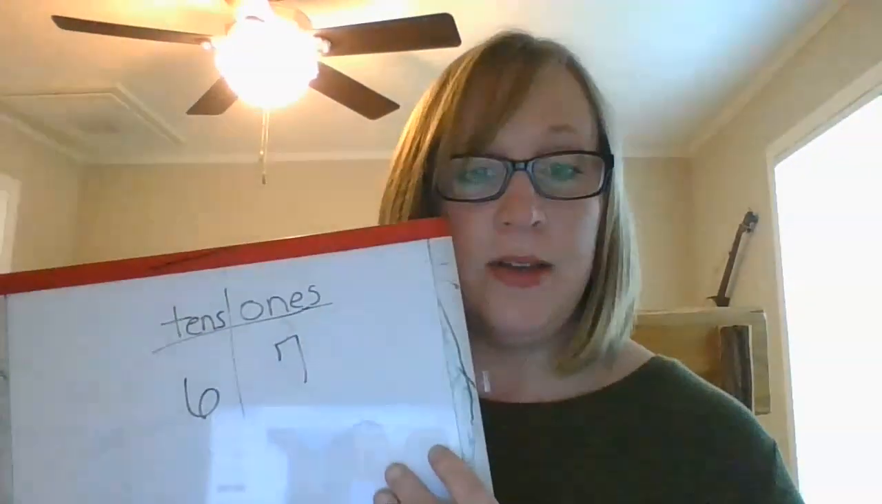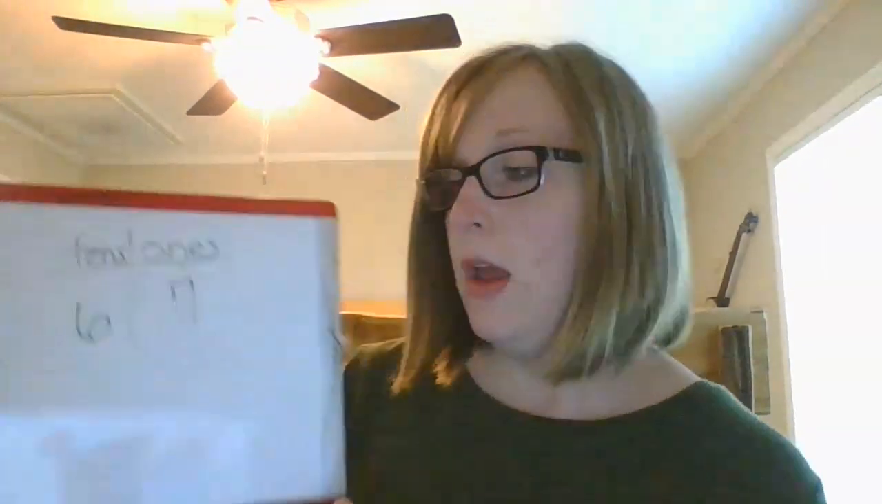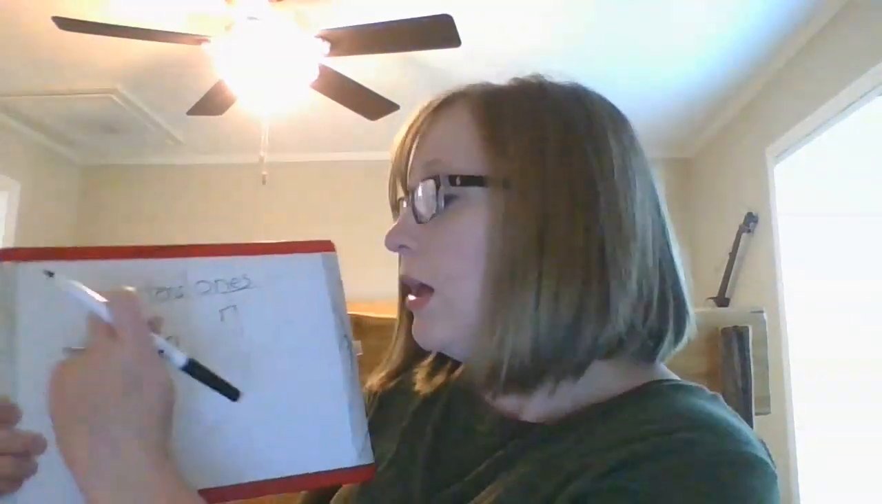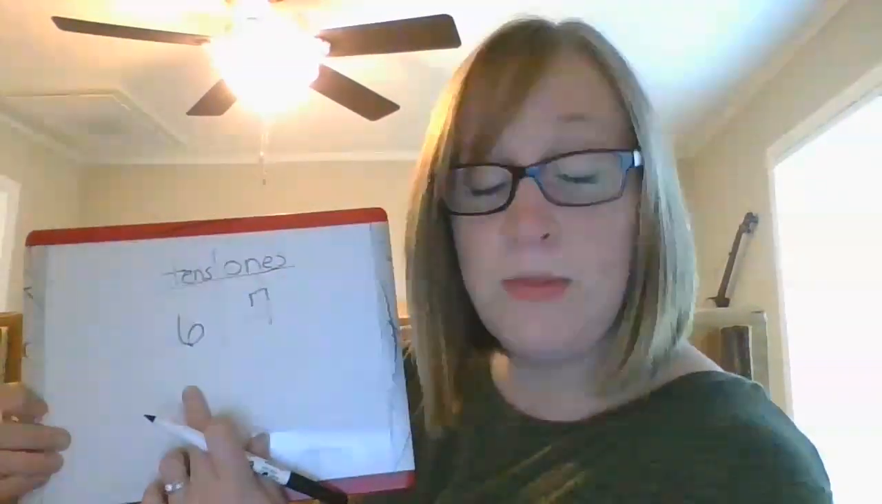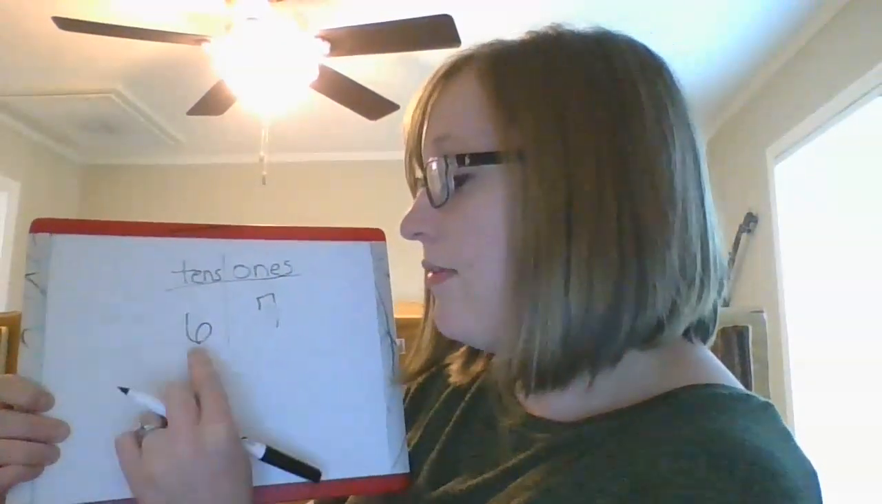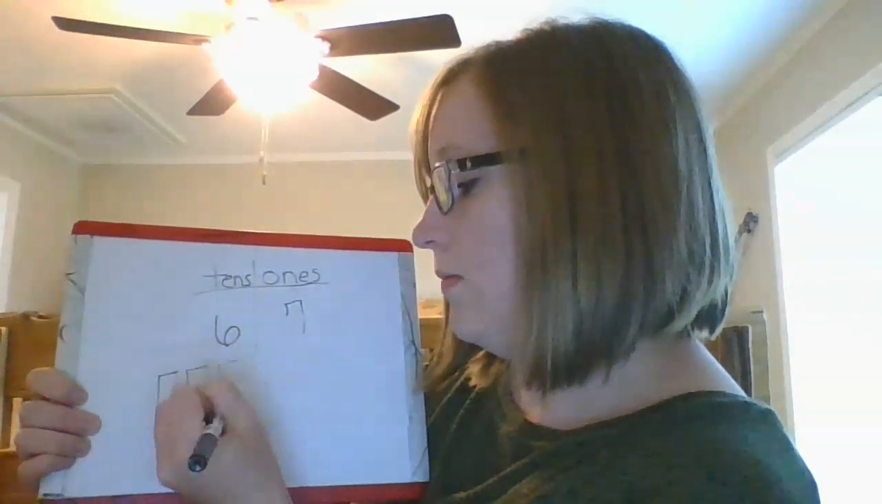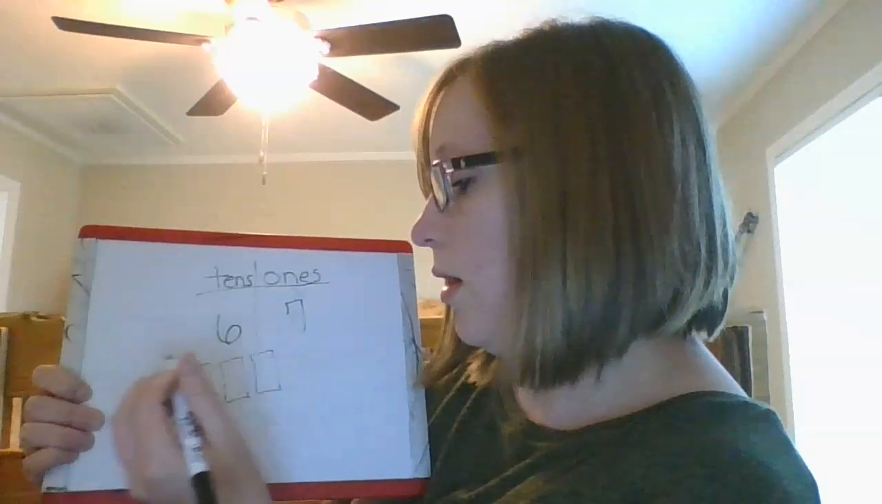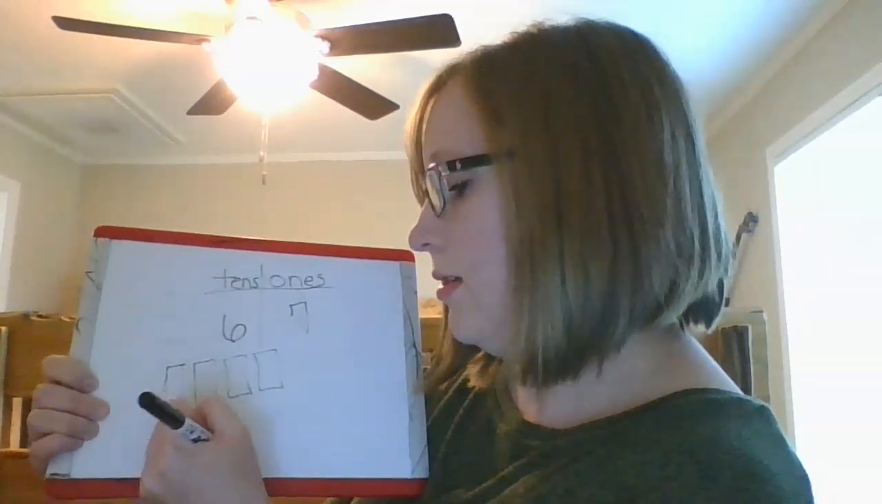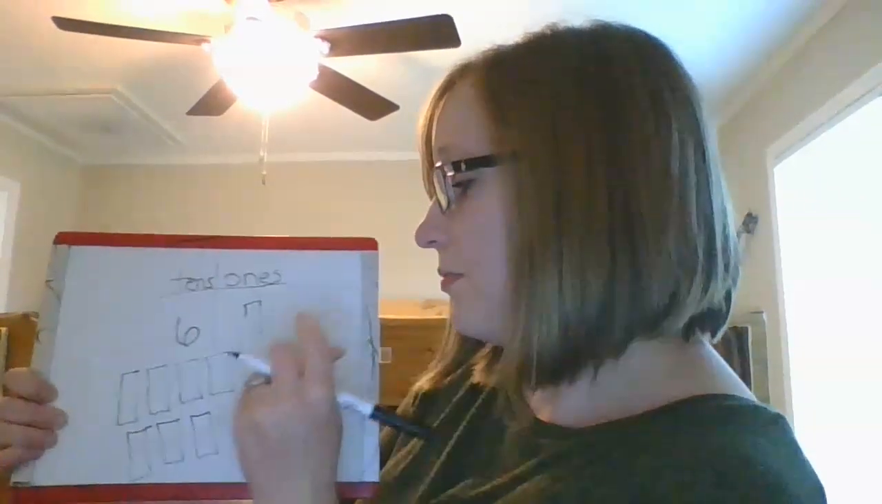Now that you have thought about one of your numbers, I'm going to stick with my number 67. I want you to think of the expanded form for that number. So we've got to think about the value. I'm going to draw out my tens and ones because that really helps me to understand the expanded form. So for the number 67, I want you to watch me draw my tens and ones. 67 has 6 tens. 1, 2, 3, 4, 5, 6, 7.